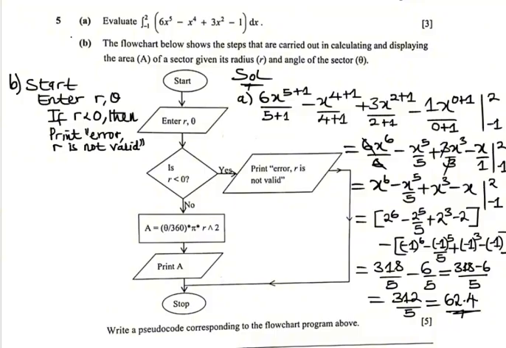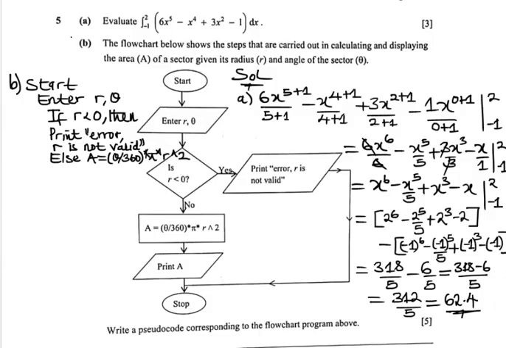Then for the other outcome, no, from the decision stage, this is shown as else. Then we go to the next stage, the action stage, where there is the formula: area is equal to (theta over 360), multiplied by pi, and that pi is also multiplying with r squared. So that is the action stage.